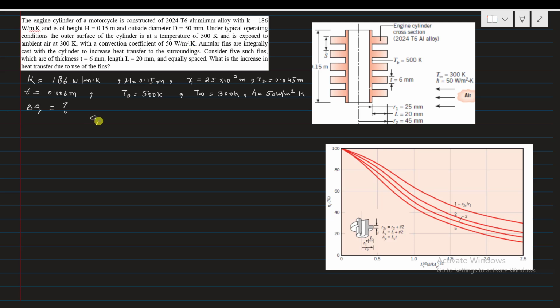Okay, so the total heat transfer will be equal to the heat transfer by the cylinder, that is Q naught, and heat transfer by the fins attached to the cylinder, that is Q_f. Let's say it's equation 1. Now first we need to find the heat transfer only by the prime cylinder of the engine. So that is Q naught, and it will be equal to h A naught, surface area of the cylinder, times the base temperature minus the environment temperature.